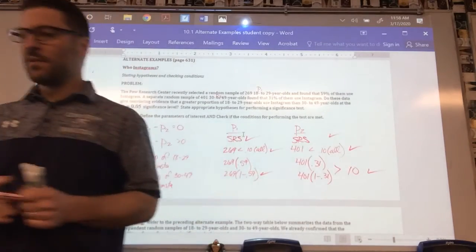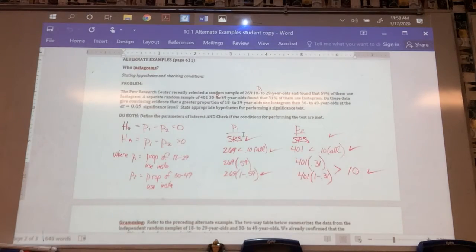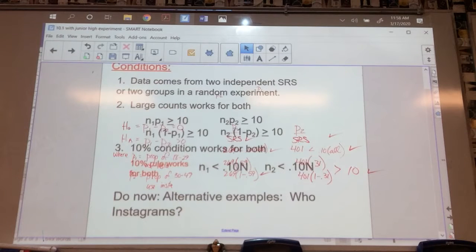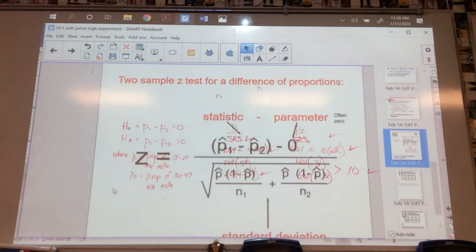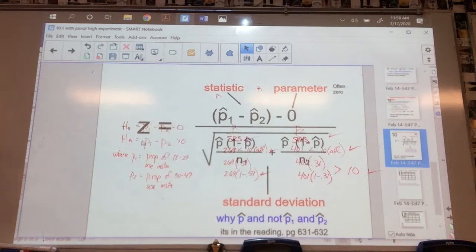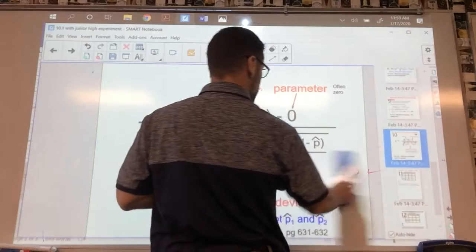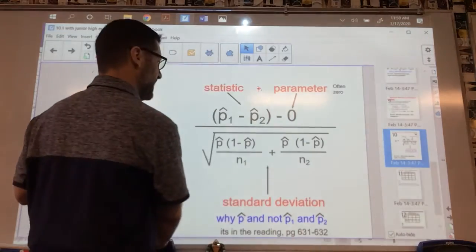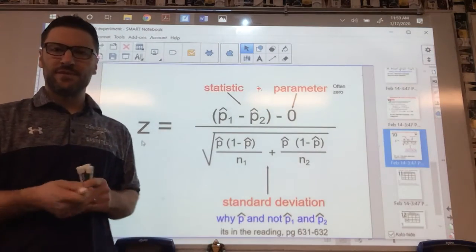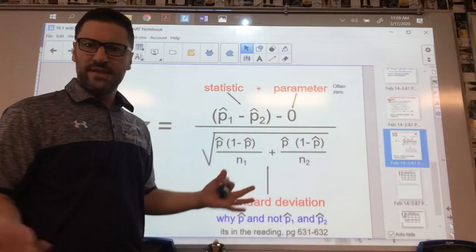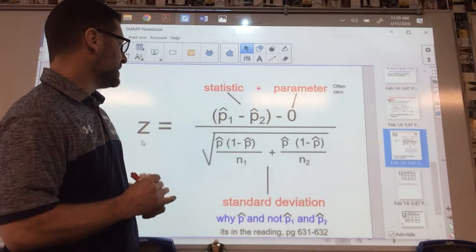That's the first thing. Second thing, now that we have conditions met, what does our interval look like? And this interval is interesting. It is big. There's some quirky things about it. It's again because we have a difference of proportions. We have multiple pieces in here, but pieces that we have seen.